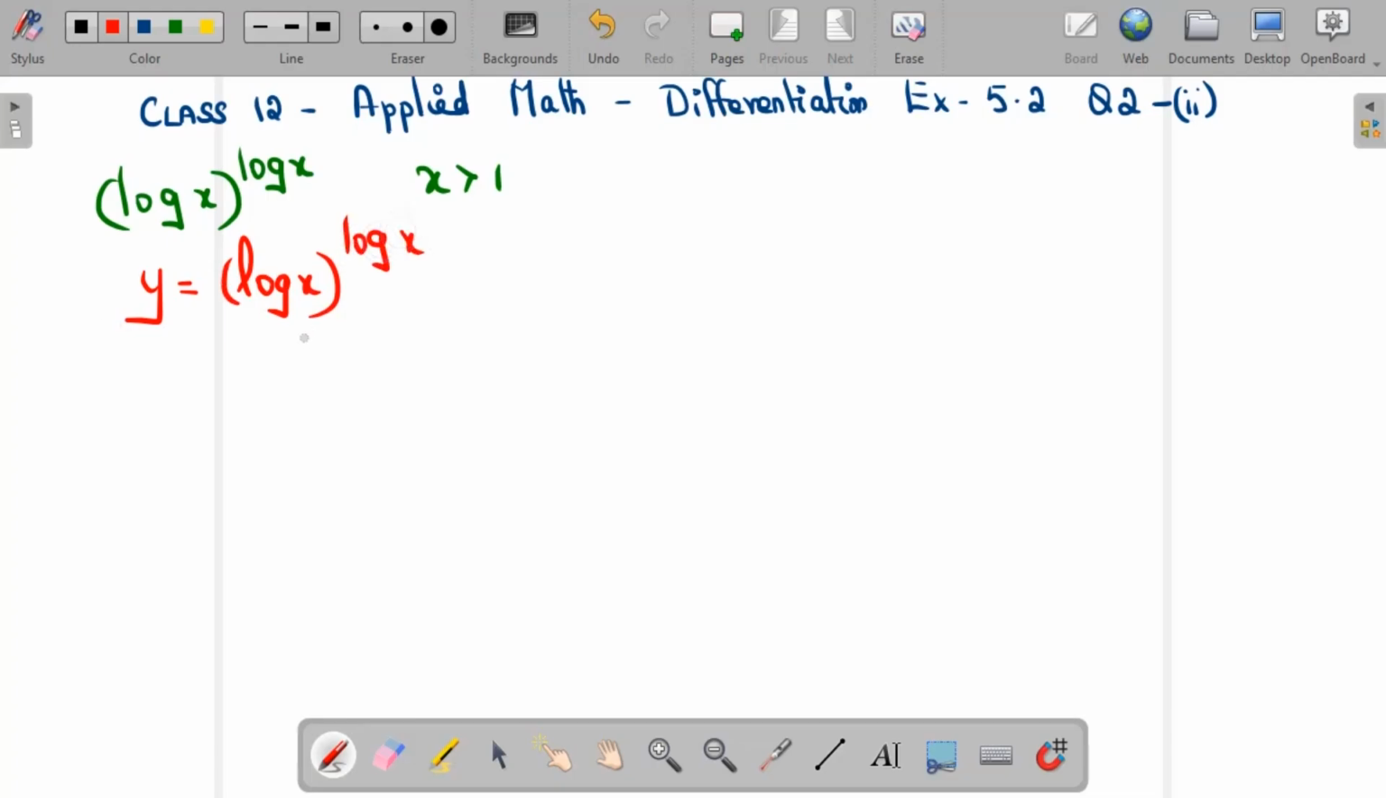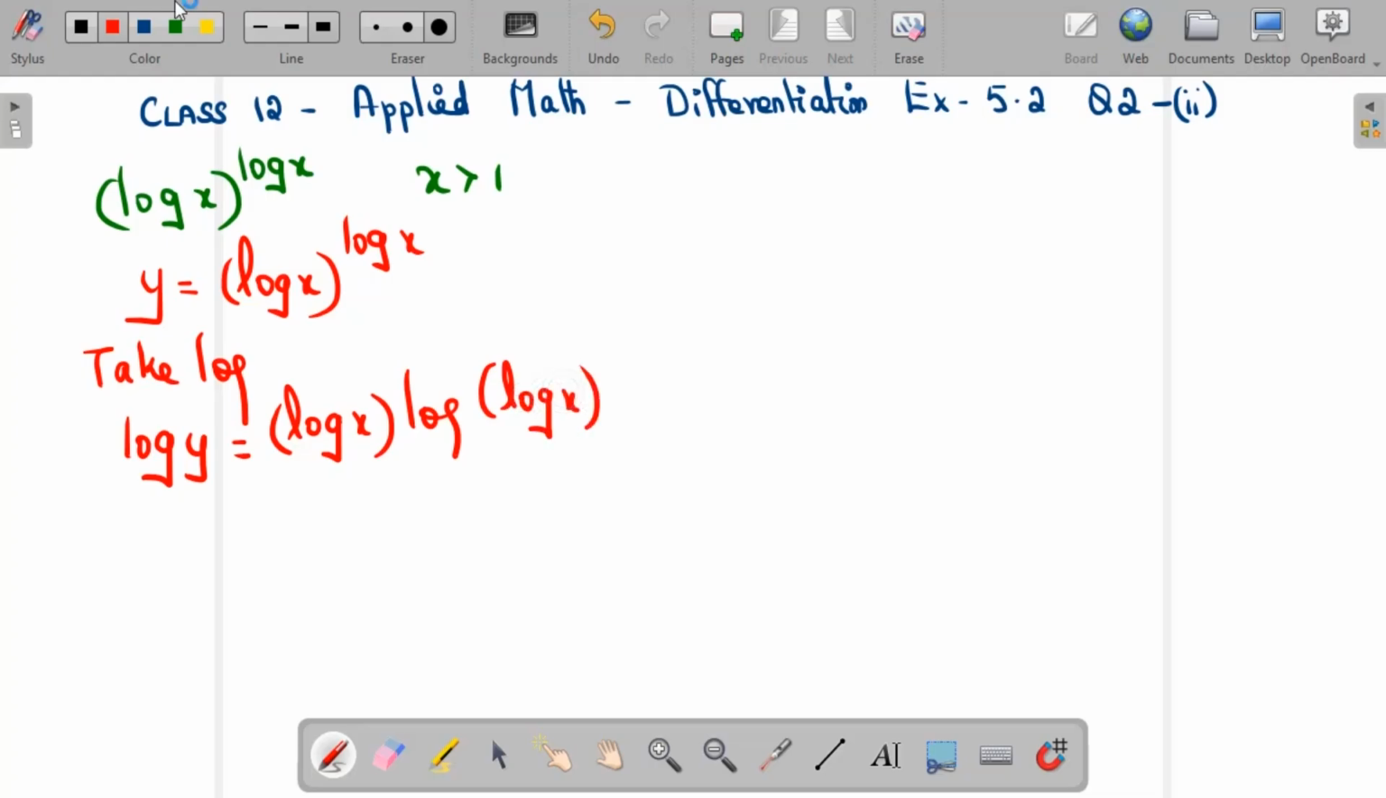Now I'm going to take logarithm again on both sides. So take log on both sides. So this will become log y is equal to log x into log x. Now let's understand two things. First is the logarithm formula. So log a power m is equal to m log a. Now here you see this is the base a that you need to compare, right? So log of log x, and this was the power, so I pushed it down here. So log y is equal to log x log of log x.